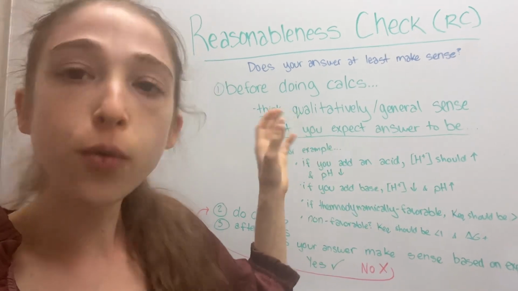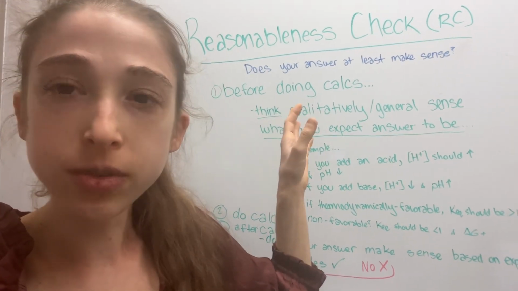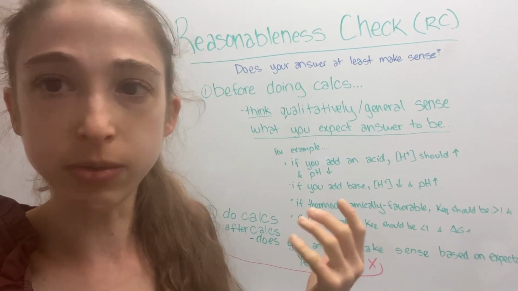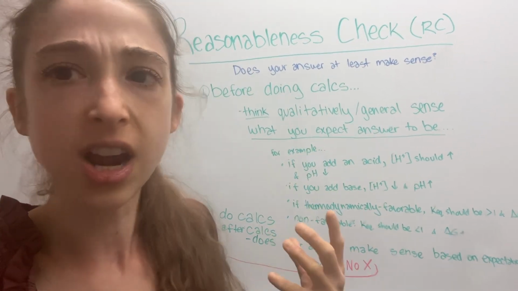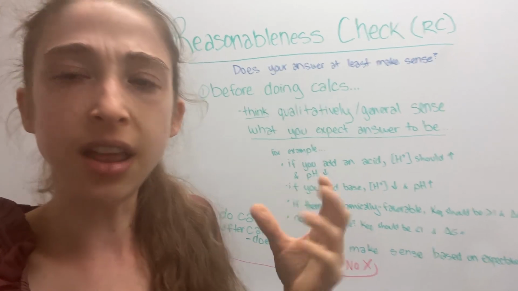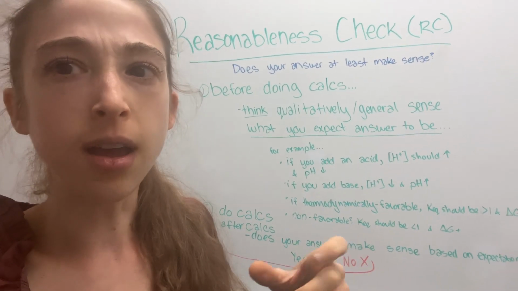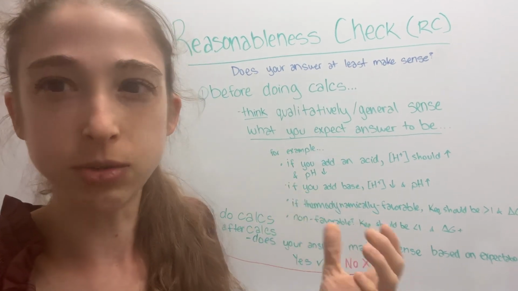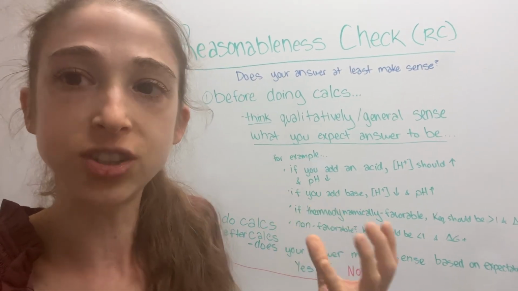Before you do any sort of calculation, just think about, in general terms, what you would expect your answer to be. Would you expect the pH to be lower or higher? Would you expect it to be negative or positive? If you're near the pKa, you wouldn't expect something to change too much if you're adding something to a buffer, but if you're far away, you'd expect it to change a lot.